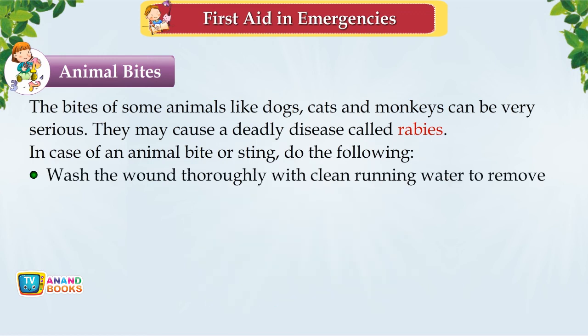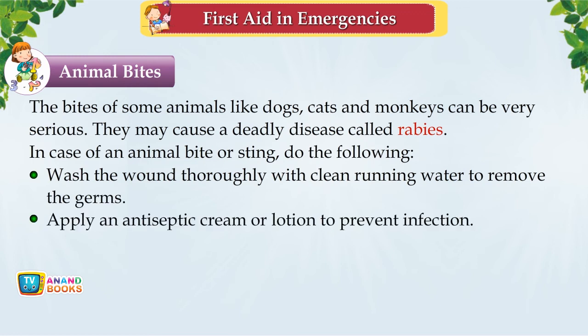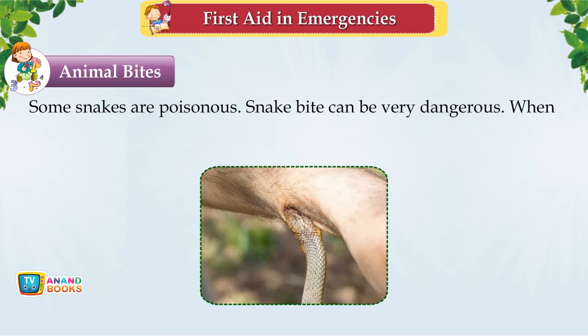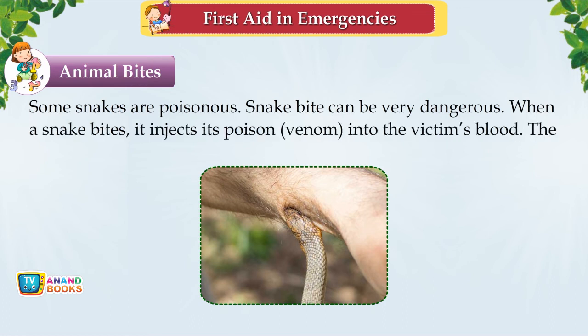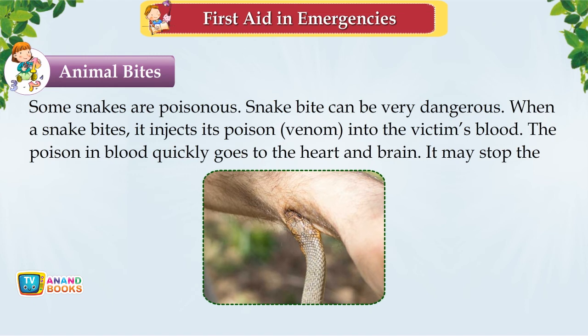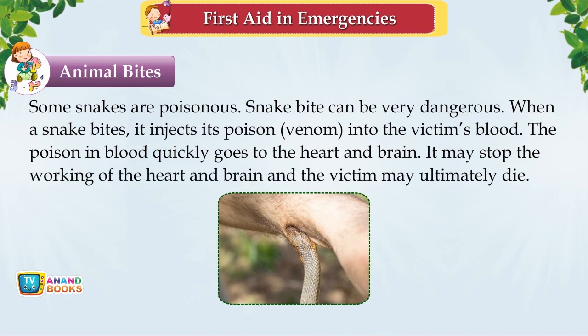Wash the wound thoroughly with clean running water to remove the germs. Apply an antiseptic cream or lotion to prevent infection. Tie a bandage over the wound and take the victim to a doctor immediately. Some snakes are poisonous. Snake bite can be very dangerous. When a snake bites, it injects its poison or venom into the victim's blood. The poison in blood quickly goes to the heart and brain. It may stop the working of the heart and brain and the victim may ultimately die.